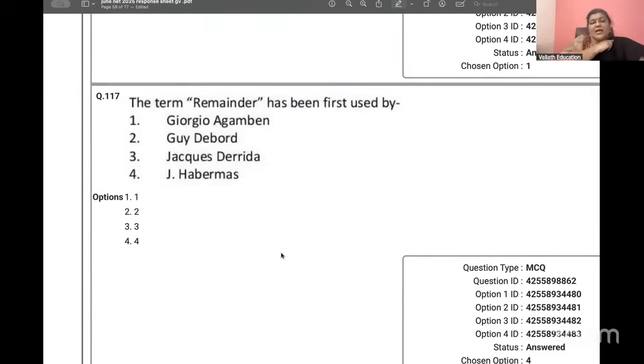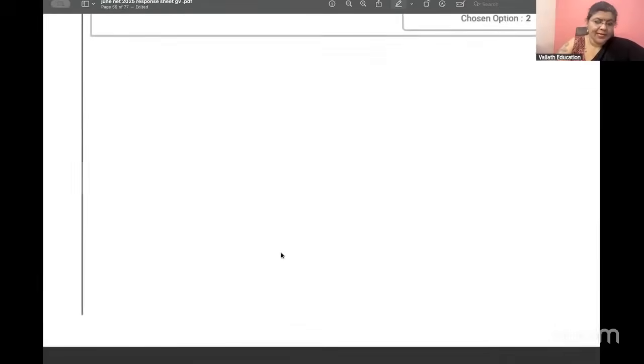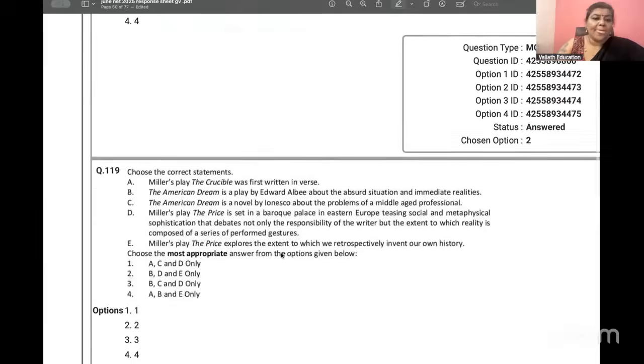Remainder. Giorgio Agamben talked about homo sacer. He talked about people who are living in precarity, who are not given any worth in this society. Giorgio Agamben, remainder. Guy Debord is the author of Society of the Spectacle. He is there mentioned in our culture studies easy handbook. Jürgen Habermas, remainder. It is not easy to guess. It is Jacques Derrida. Okay.